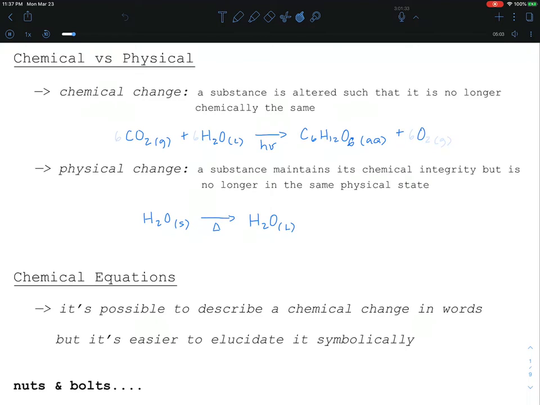Oxygen is also a byproduct of this reaction, and that'll be in the gas phase. This is why we love plants.